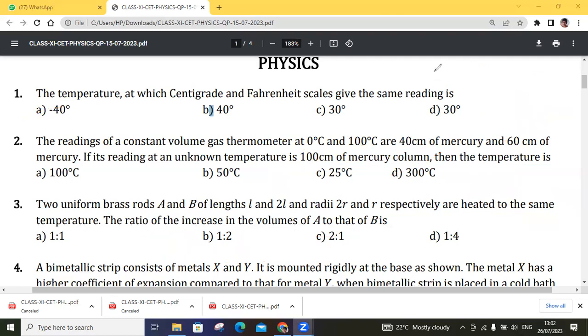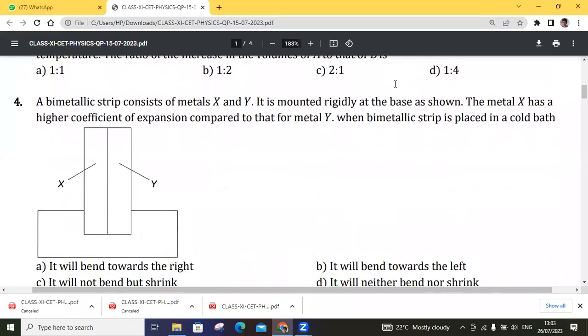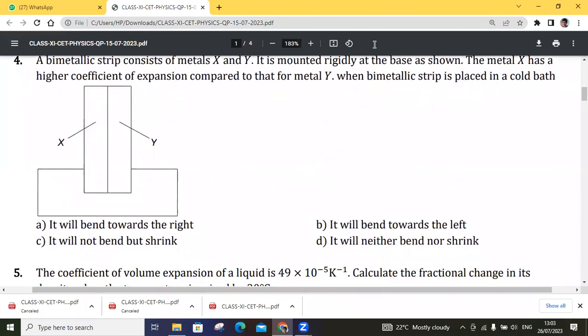Then we go for the fourth question. What is the fourth question? A bimetallic strip consists of metals X and Y. It is mounted rigidly on its base as shown. The metal X has a higher coefficient of expansion compared to metal Y.